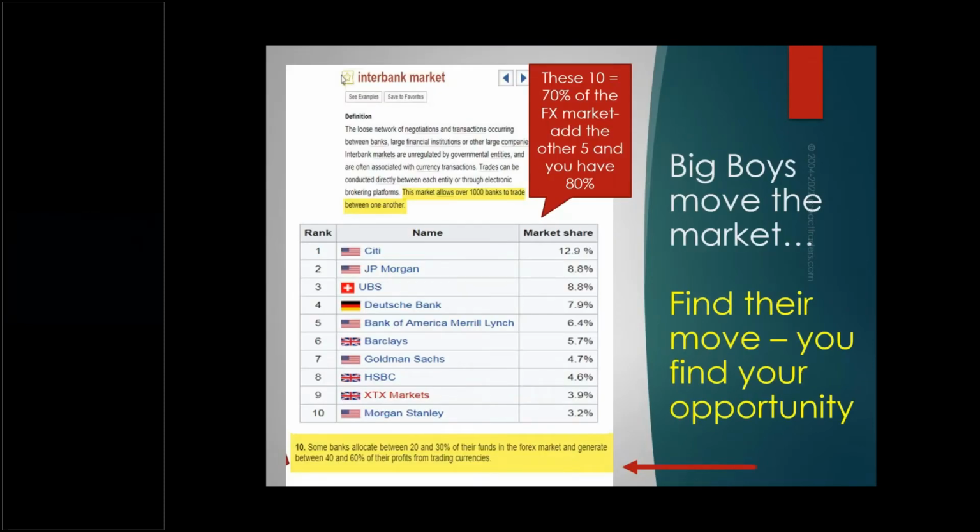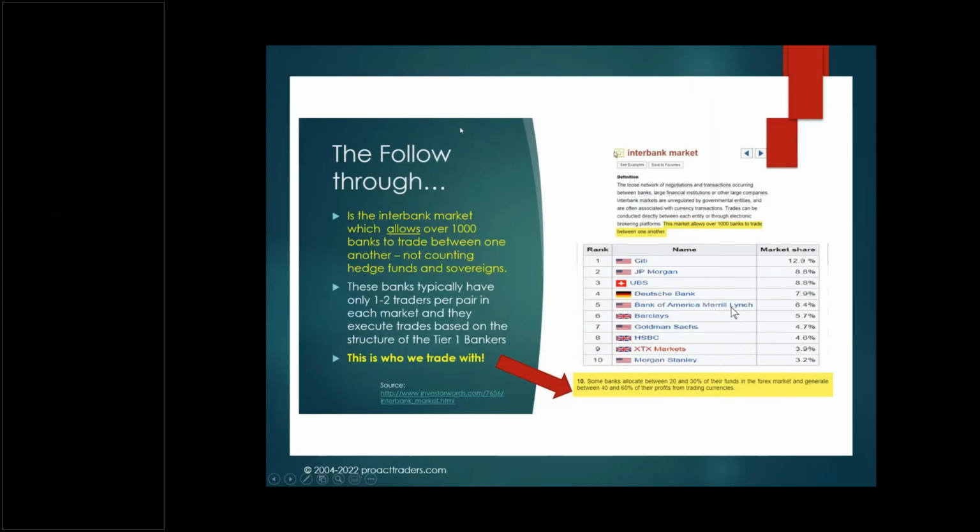So let's first understand who the big boys are, because they move the market. And these are the big boys. In 2022, Deutsche Bank lost its first spot this year. They always were up at the top. They're no longer there. But if you add the 10 up, you get 70%. And if you add the other 5, you have 80% of the market. So you find their move, and then you find your opportunity, because banks are manipulating the market. The follow through, however, is the other part of the market. The interbank markets are called market makers. Those are the 15 guys I just showed you. They make the market. They make the ranges, the channels, the heart lines, all that sort of stuff.